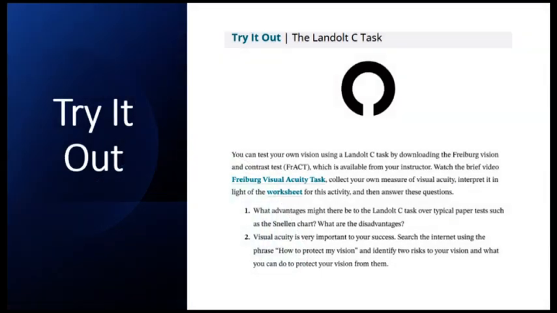In this example of a Try It Out activity, students measure their own visual acuity by judging the direction of the gap in the Landolt C task as the size of the stimulus decreases and the task becomes more difficult. They then consider the importance of visual acuity in everyday life. Here is what your students would see while performing the Landolt C task.